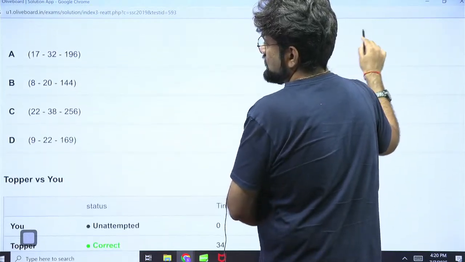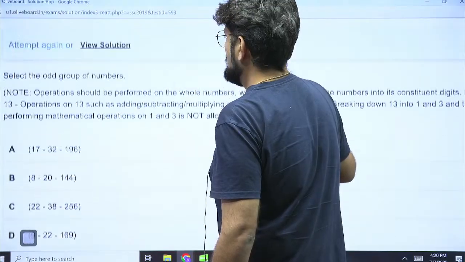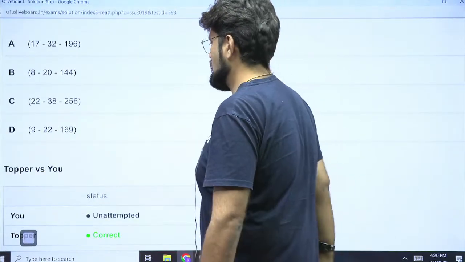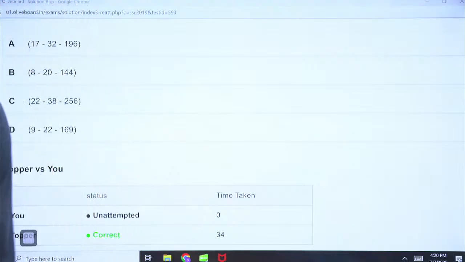This is a very easy question. You just need to check the odd one out of the group of numbers, which is not following a logic. 34 seconds is what the topper has taken.